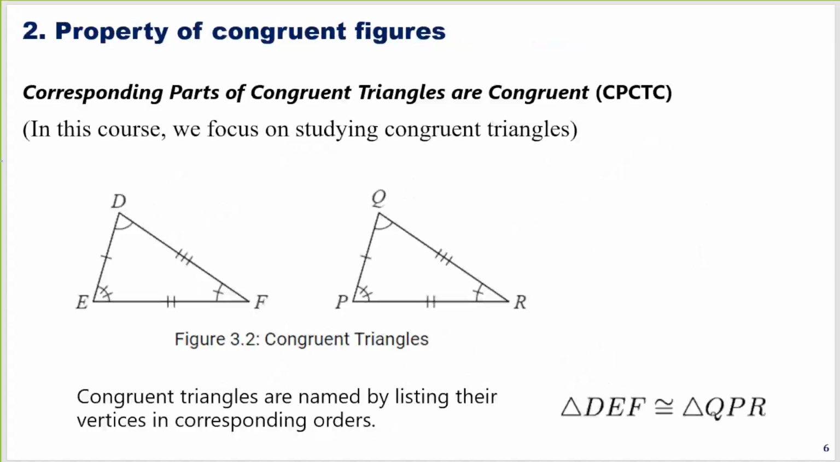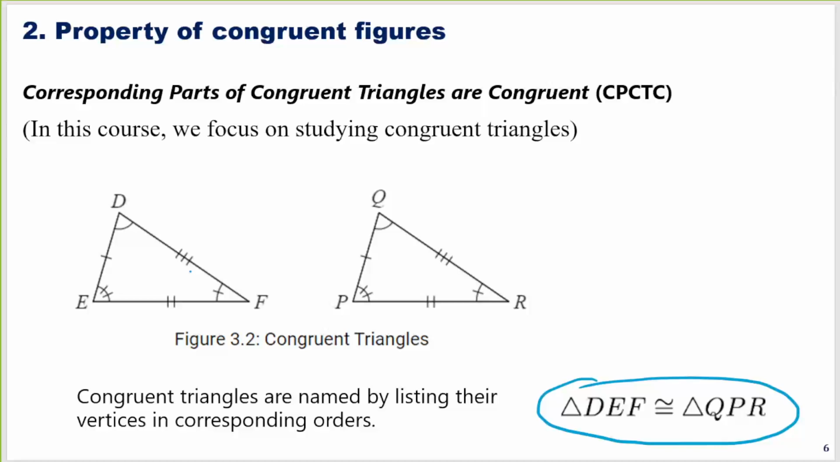First of all, corresponding parts of congruent triangles are congruent, which means exactly the same, abbreviated as CPCTC. In this course, we'll focus on studying congruent triangles only. So for the following discussion, we'll only talk about congruent triangles, okay? For example, these two triangles are congruent. Usually we use this symbol to denote congruent triangles. Here, triangle DEF is congruent with triangle QPR.